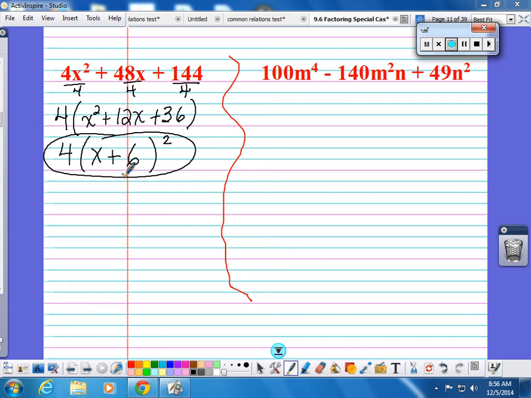Is there a greatest common factor over here? Like 7? No. So, can I use grouping? No. Is this a perfect square trinomial? What do you square to get this? 10m squared. What do you square to get this? 7n. What is their product times 2? 140, right. So drop your middle sign and square it.